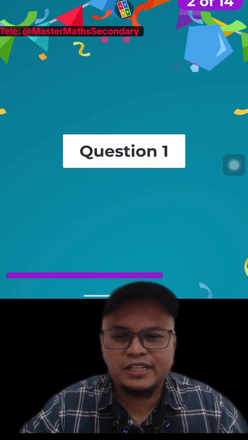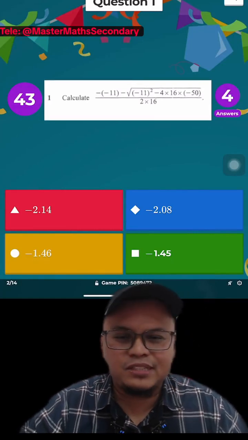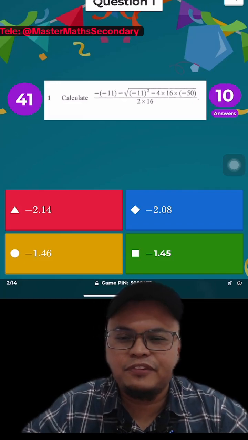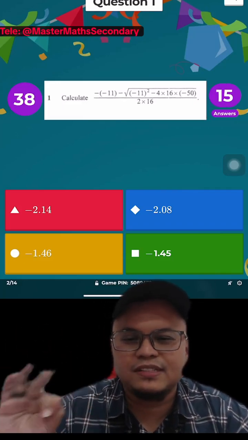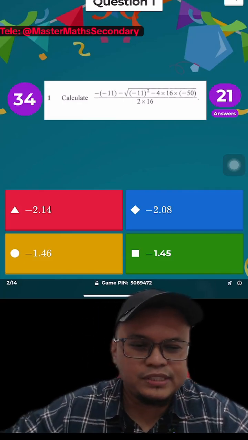Okay, first question, you guys need to stand by your calculator. Can you guys type this into your calculator and then give your answer to 3 significant figures?